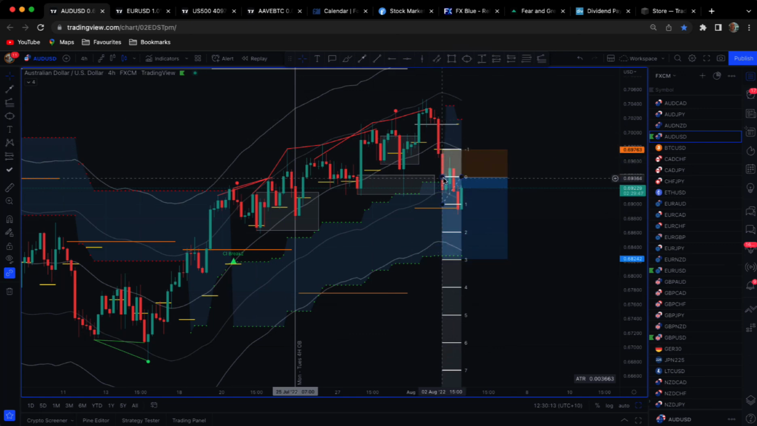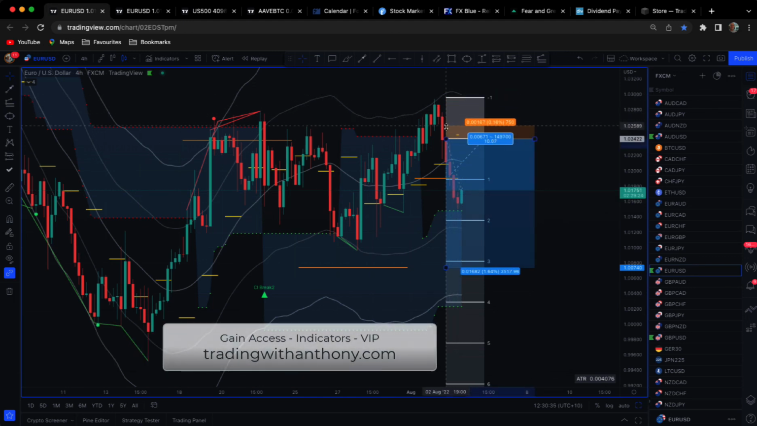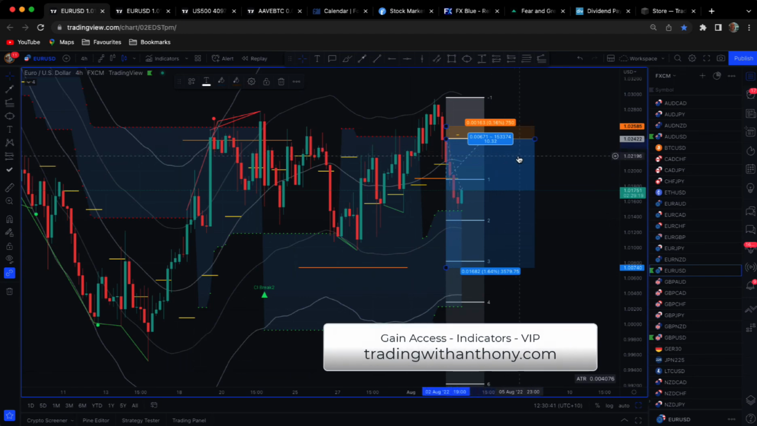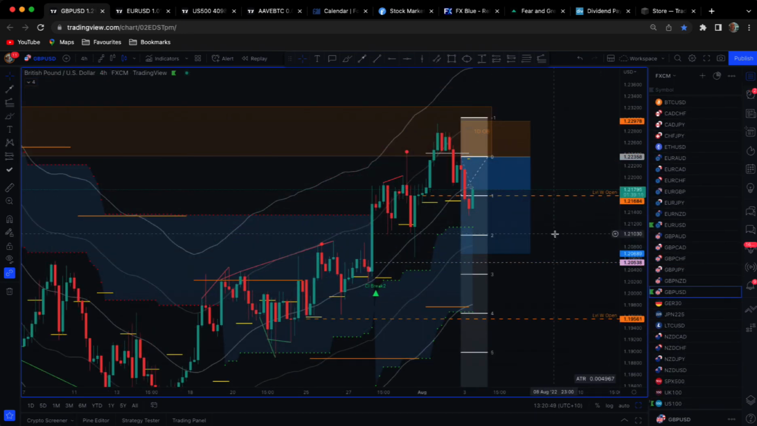That was our entry point there, target one reached. And what we look to do is take 2/3 of our position off at target one, so this is in the money, and then we can pull our stop loss down and trail it. That was the first trade. The other one was the Euro dollar, and similar. This is in the money. You can pull your stop loss down and trail this now and sit on this for the rest of the week. Pound dollar, same pretty much. So I think that pretty well covers everything.